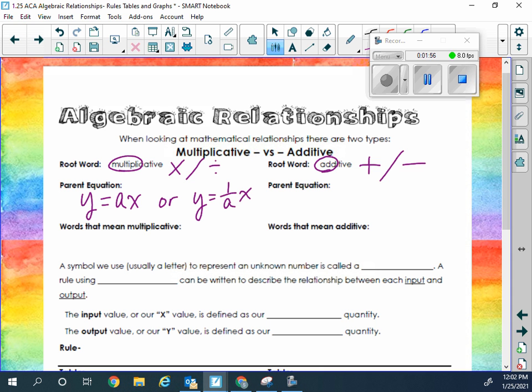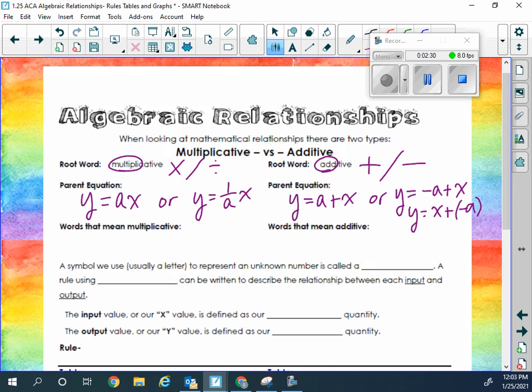For addition, it would be y equals a plus x. And then what if it was subtraction? You remember? They didn't always say like x minus 2. What did it look like? Y'all remember? Add the opposite. So it could be y equals negative a plus x, or y equals x plus negative a. Those are equivalent. They just flip them around.